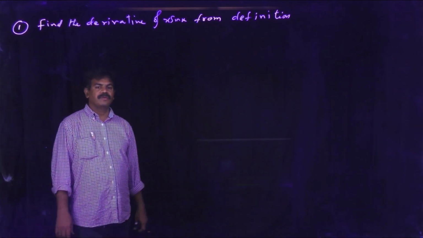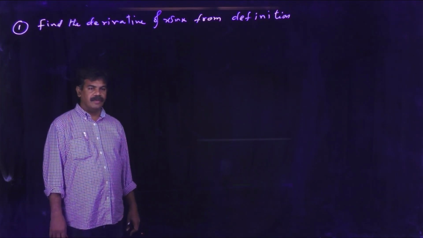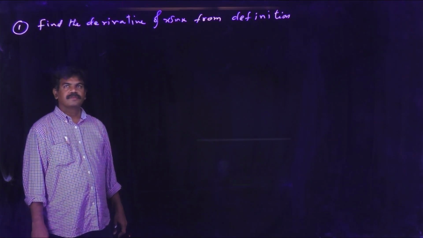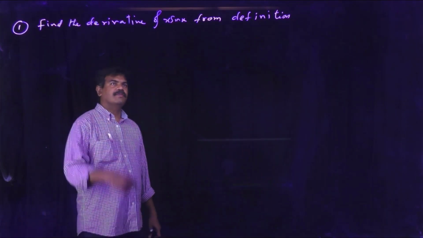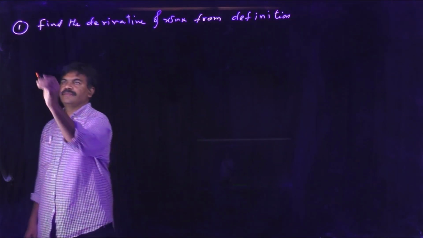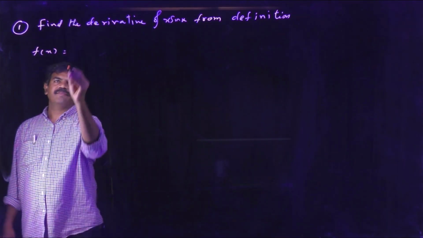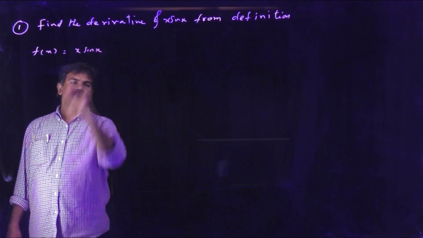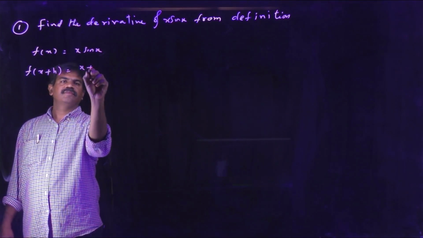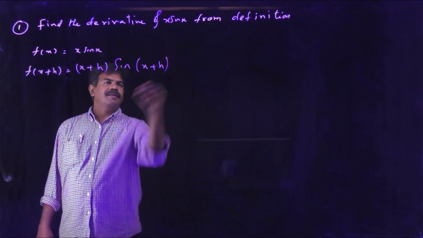Students, now we are discussing some important 4 marks problems, that is on first principle. So we solve some problems. First one is find the derivative of x sin x from definition. Given x sin x, take f of x is equal to x sin x. That is f of x plus h is equal to x plus h into sin of x plus h.